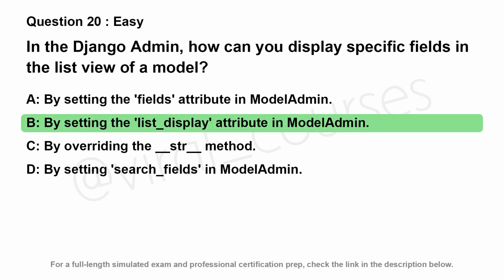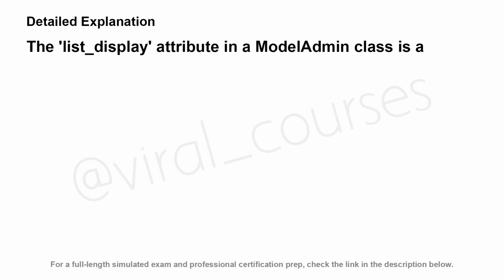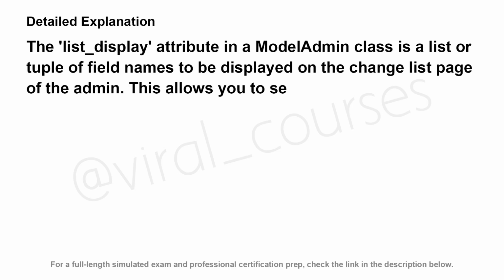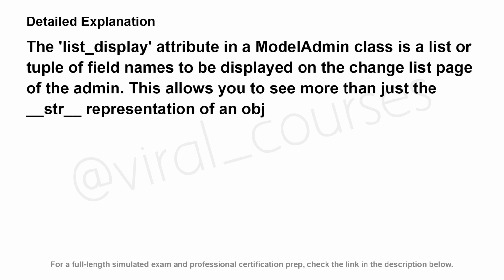The correct answer is B. The list_display attribute in a ModelAdmin class is a list or tuple of field names to be displayed on the change list page of the admin. This allows you to see more than just the __str__ representation of an object in the summary table.